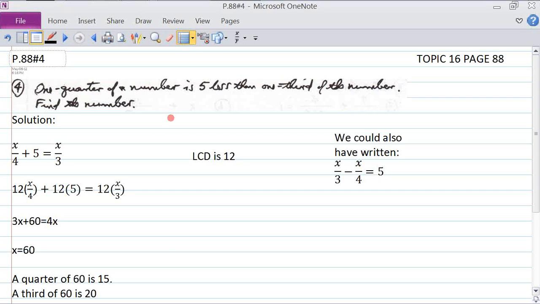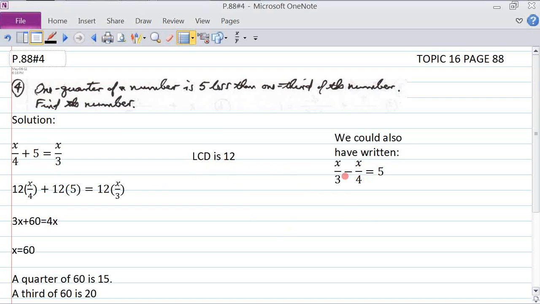So let's start with number 4. 1/4 of a number is 5 less than 1/3 of a number. Find the number. So here's 1/4 of the number, x over 4. X is the number and x over 4 is 1/4 of the number. If it's 5 less than 1/3 of a number, which would be x over 3, we have to add 5 to it, okay, to get the equation. Now, the LCD of 4 and 3 is 12.